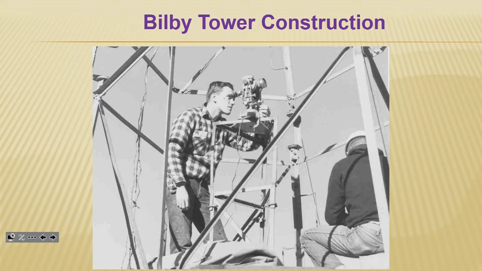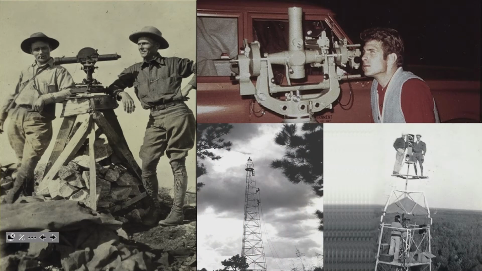There you see the observer up there with a T3, an instrument capable of measuring directions to 0.2 of an arc second. Here you see just a few images of different types of observations and instruments that were a general part of the process of triangulation.